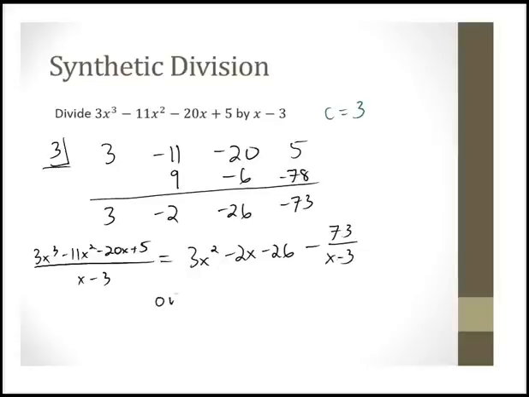Or we can write this in the form 3x cubed minus 11x squared minus 20x plus 5 equals divisor x minus 3 times the quotient 3x squared minus 2x minus 26, minus 73.